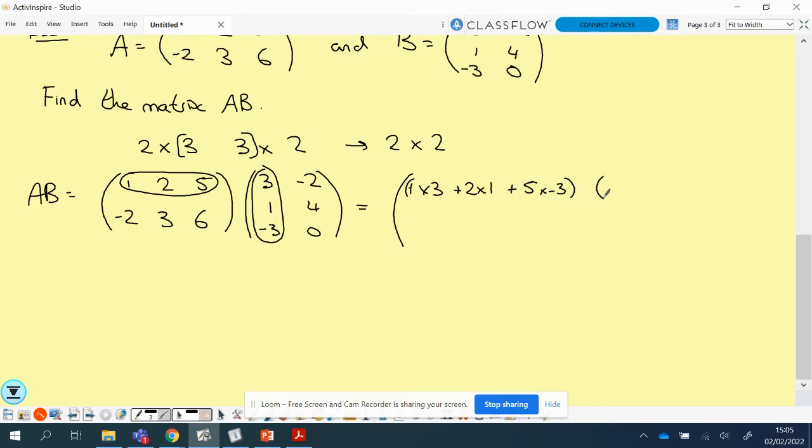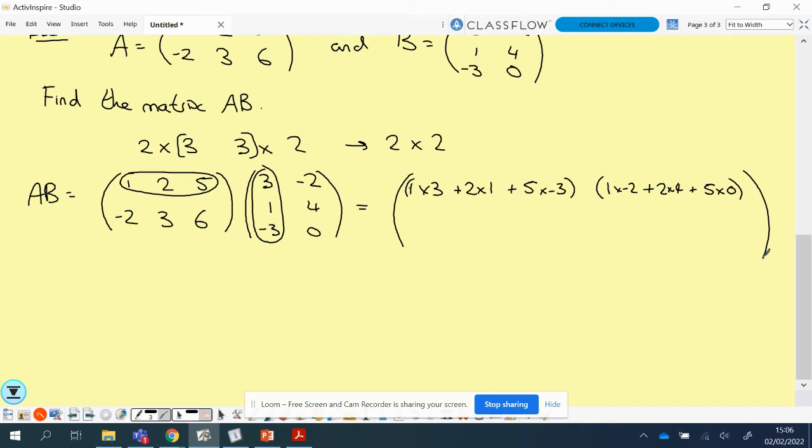That's what I'm going to have to do to work out my first entry. My second entry in that row is still the first row, but I'm now multiplying that with the second column. So I'm still in the first row, but I need to do the second column now. So that's going to be 1 times -2, plus 2 times 4, plus 5 times 0. And that's going to give me my second entry in that row.